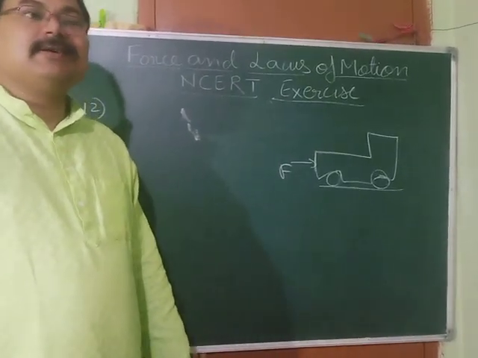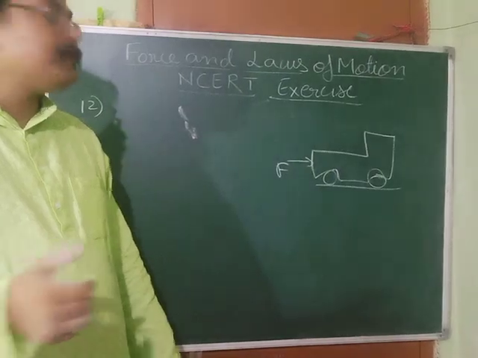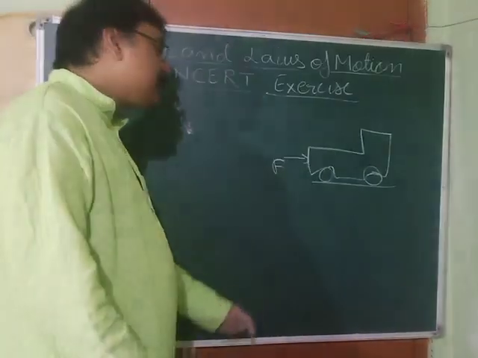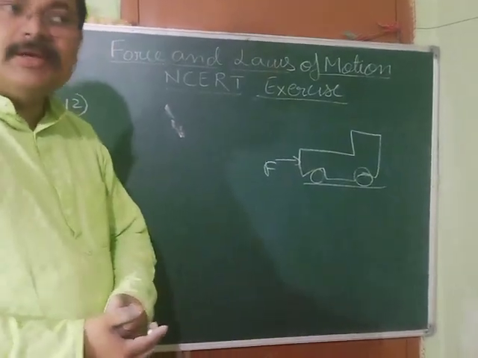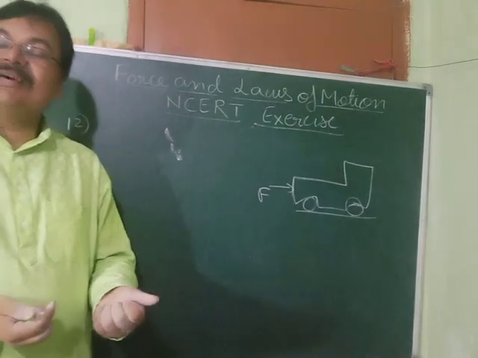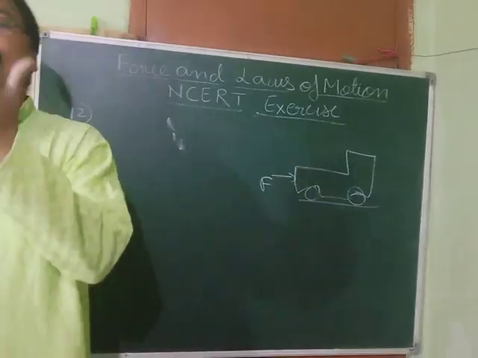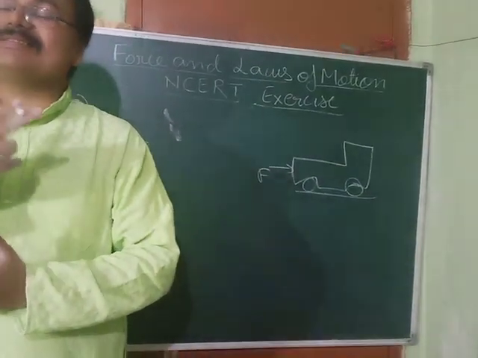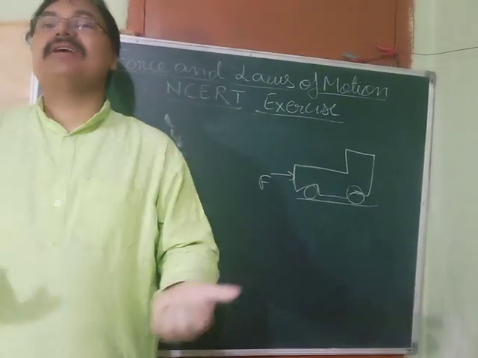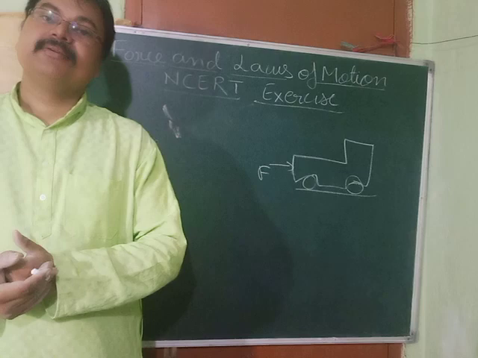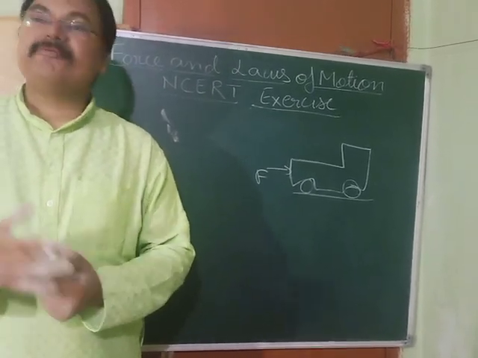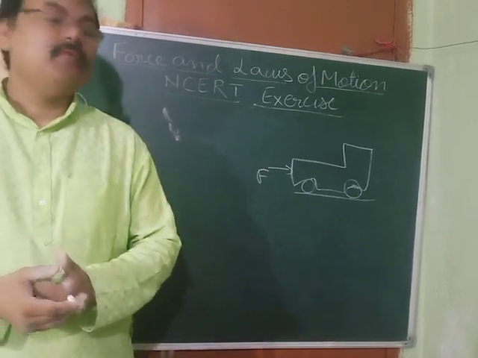Now a student is explaining this situation. He is saying that action and reaction forces are balancing each other and that's why this truck is not moving. What is the statement of that student? Action and reaction forces balance each other and that's why this truck is not moving. What you have to do? You have to justify this statement, and you have to give the correct answer why this truck is not moving actually.